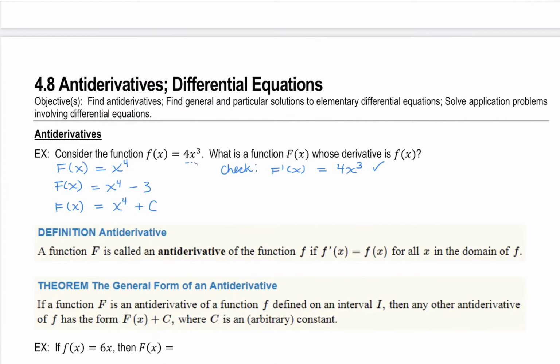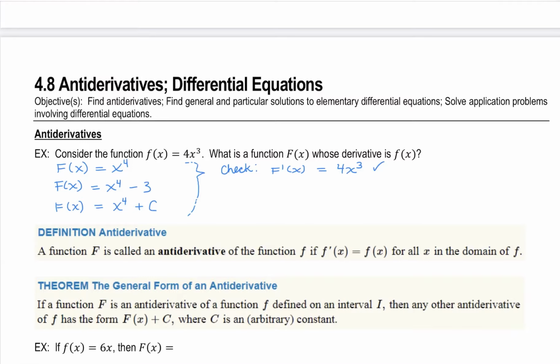And in all of these situations, if you were to take the derivative of these, you get back to 4x cubed. So all of these are what we would call antiderivatives. When you write it in terms of the plus c, that's going to be what this book calls the general form, or what other books might call the family of antiderivatives.